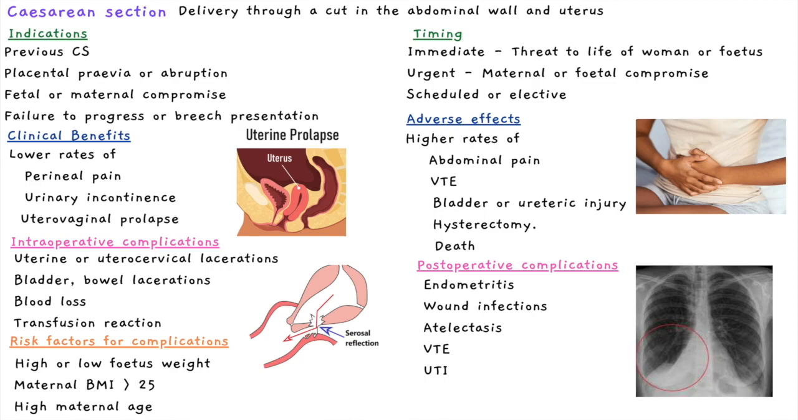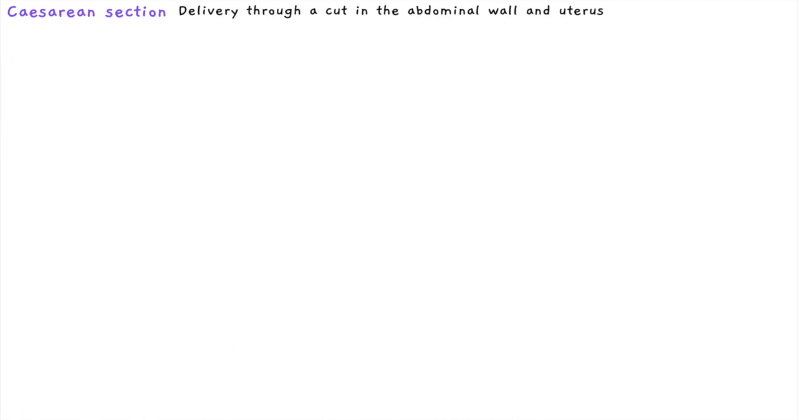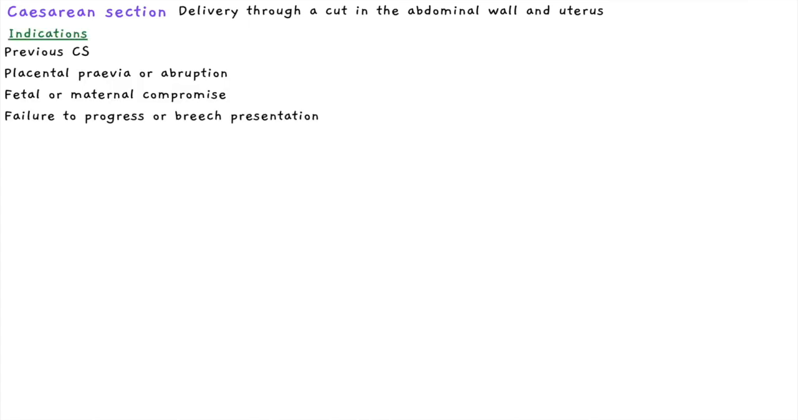This video is on Caesarean sections. We will examine the indications for C-sections as well as then compare the benefits and adverse effects associated with C-sections. A C-section is a delivery of a baby through a cut in the abdominal wall and uterus.